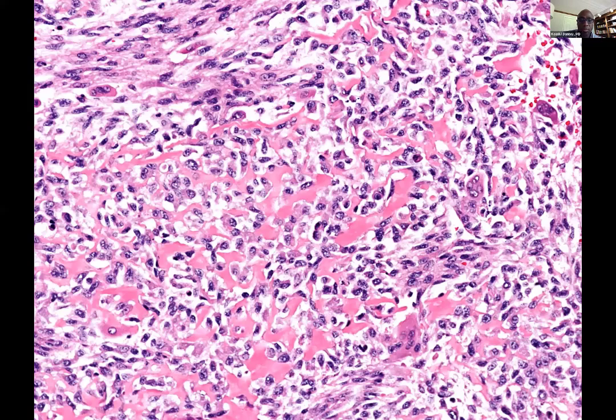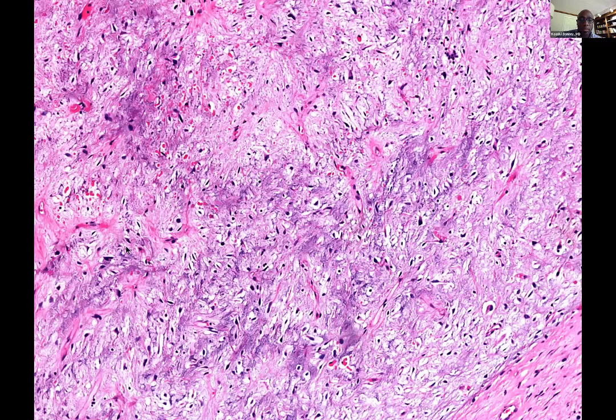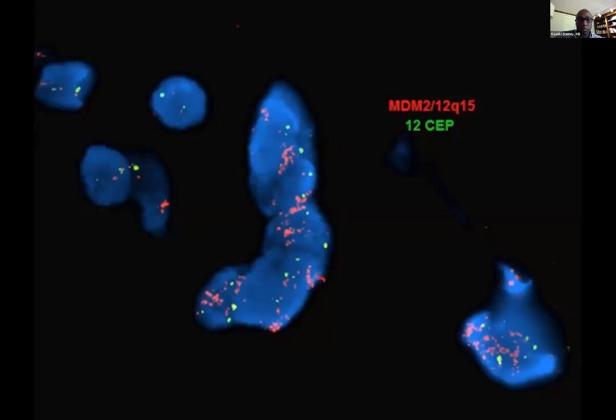liposarcoma. They can also have myxoid features. This can be reminiscent of myxoid liposarcoma. Again, these cells will show MDM2 amplification by FISH test. And this is an example picture showing MDM2 amplification.